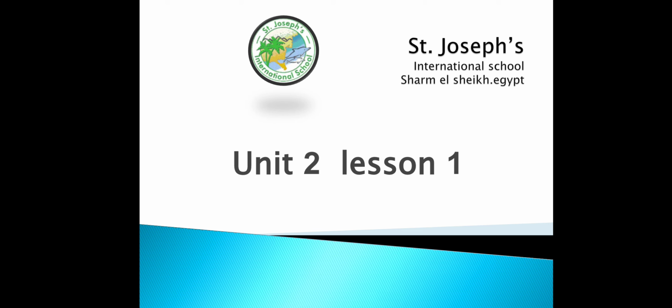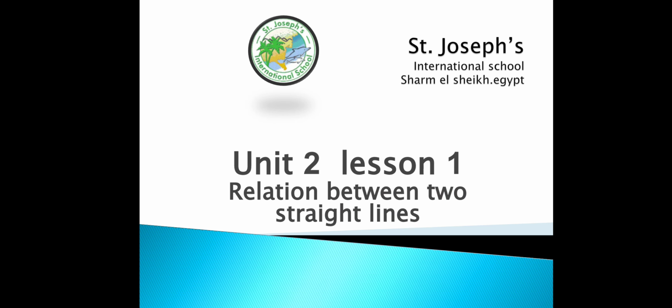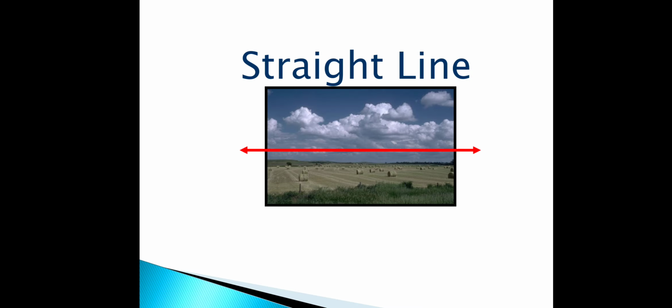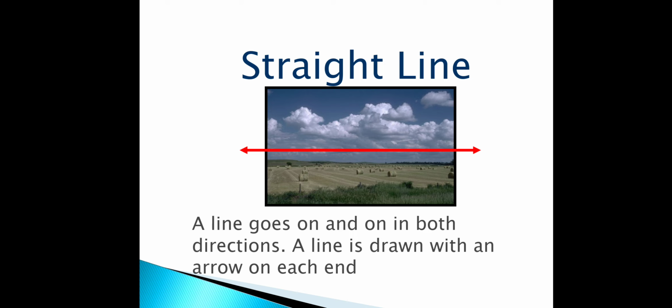Our lesson today is about relation between two straight lines. Firstly, what is the straight line? A straight line goes on and on in both directions. A line is drawn with an arrow on each end. It has no start point and has no end point.